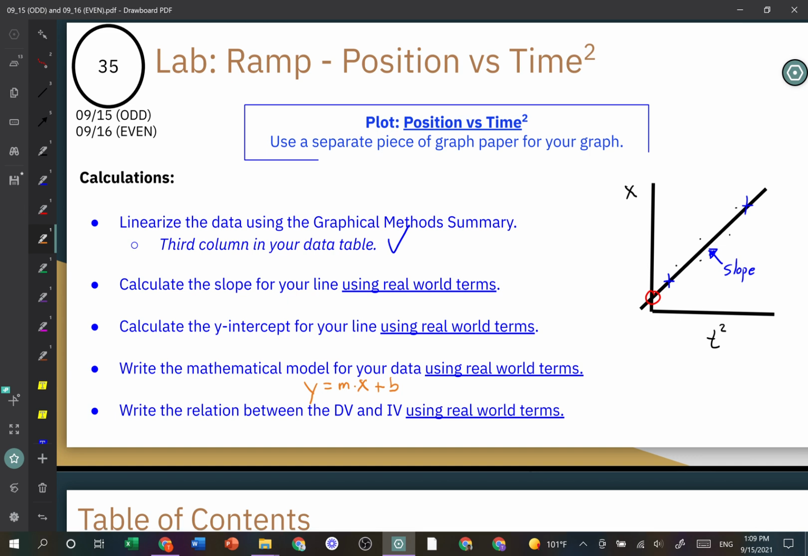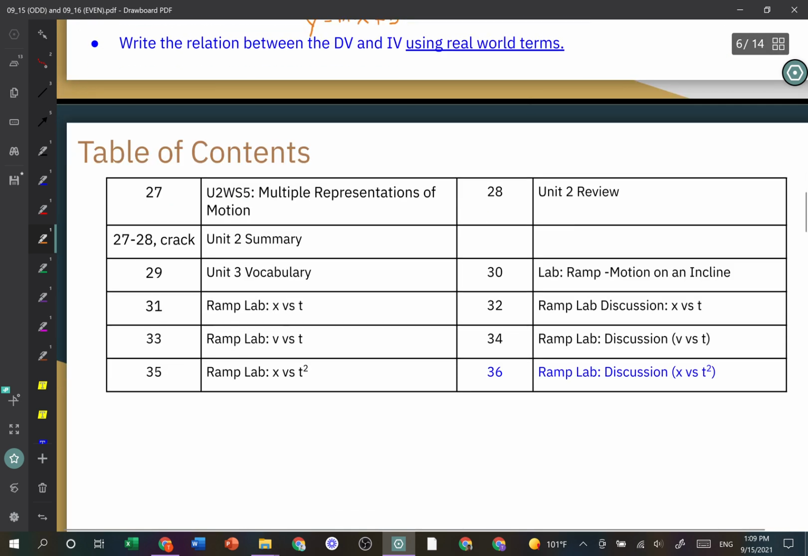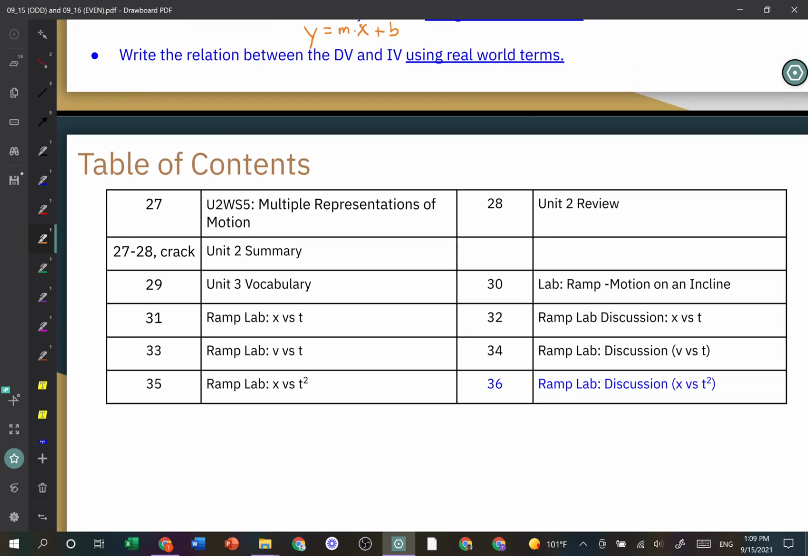And then after you have finished with plotting the data points, drawing the line of best fit, and these 4 calculations, the slope, the y-intercept, the mathematical model, as well as the written relationship, you're going to move on to working on your discussion for a little bit with this lab. You'll need to update your table of contents. That will be on page 36 in your lab notebook. Page 36 will be our ramp lab discussion for our position versus the square of time.